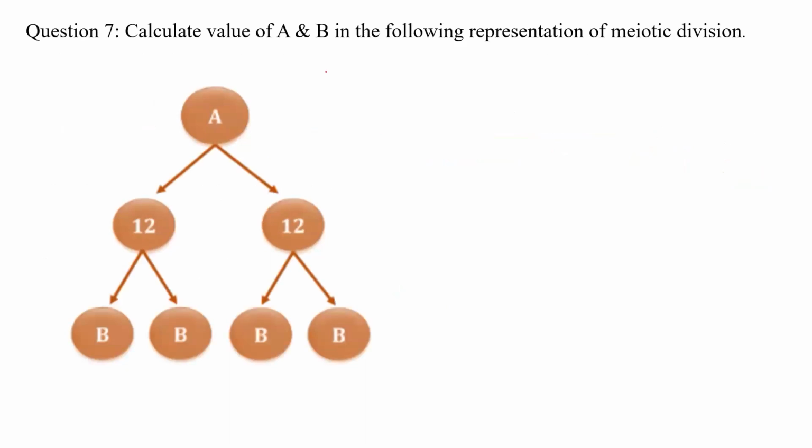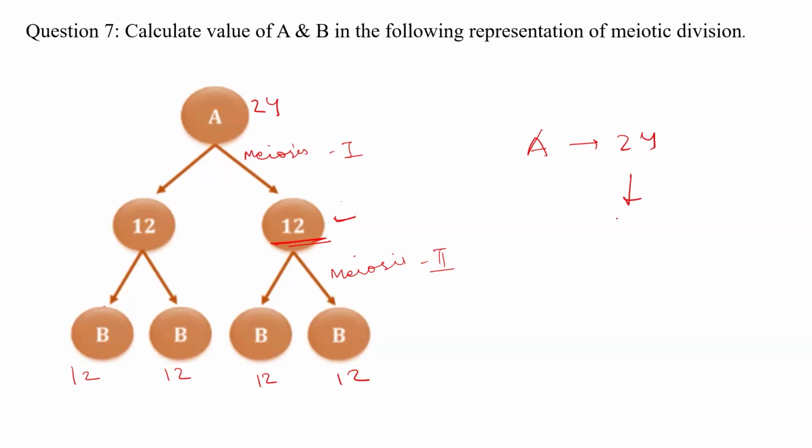The next question is, calculate the value of A and B. We know that in meiosis 1, the reduction happens. So if this is meiosis 1, this is meiosis 2. In this, A will be 24, and B, since it leads to the formation of haploid cells which are identical by the separation of sister chromatids, will be 12. So A will be 24, which upon reduction gives the value of 12, and this upon further separation of sister chromatids will lead to the value of B, which is 12.